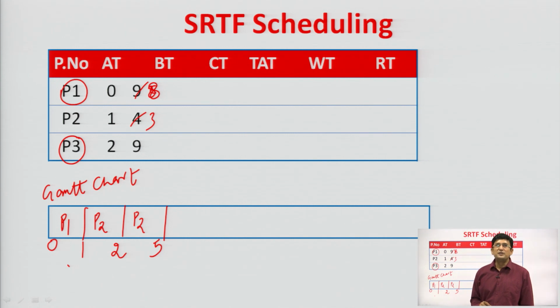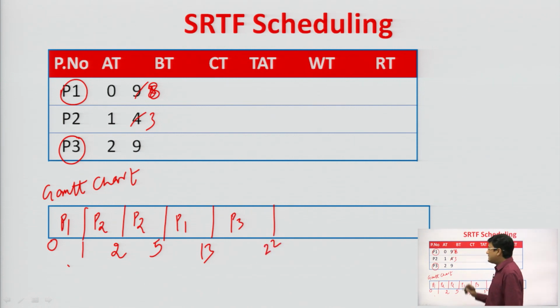The smallest one out of these 2 is P1. So this will be picked for execution, and it will run up to completion. So 5 plus 8 is 13. P1 finishes at 13, and then we have only one process remaining, that is P3. We can finish it at 22, because 9 is the burst time for P3. Now the completion time can be found by looking at the Gantt chart from right to left.